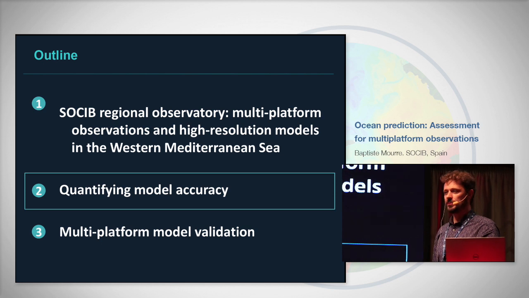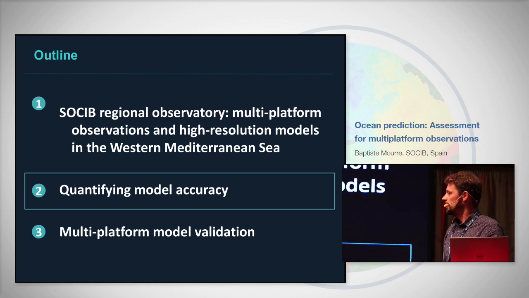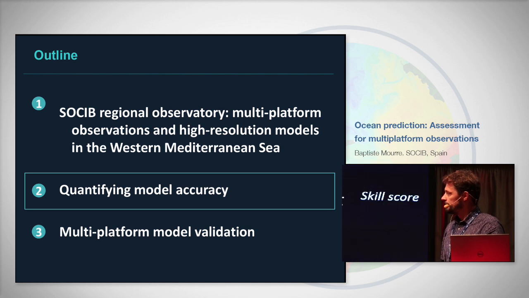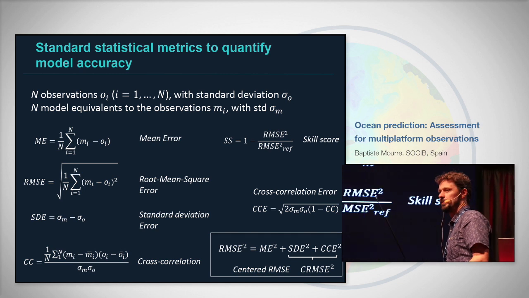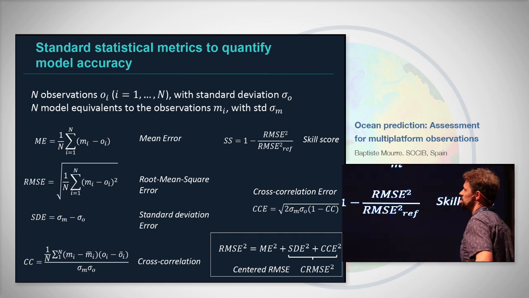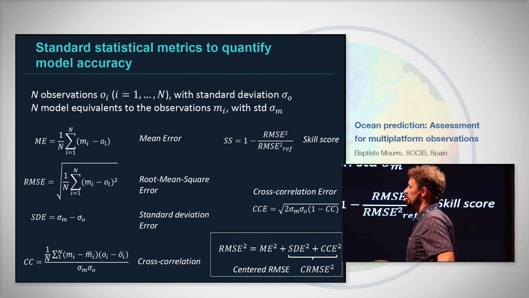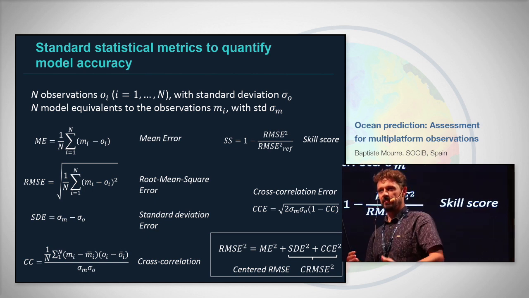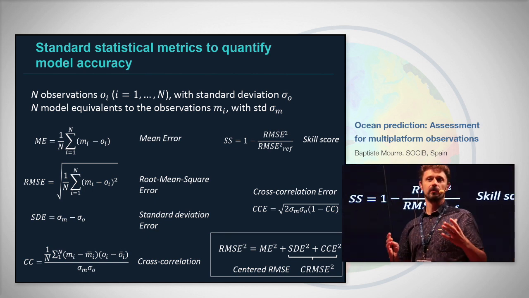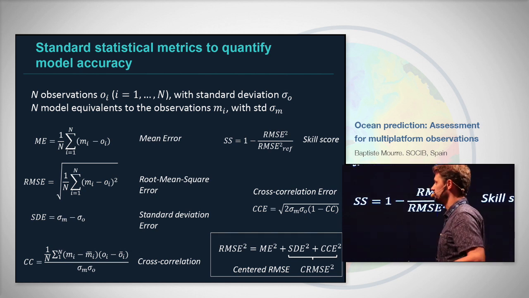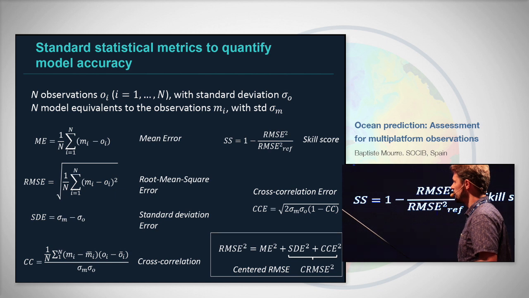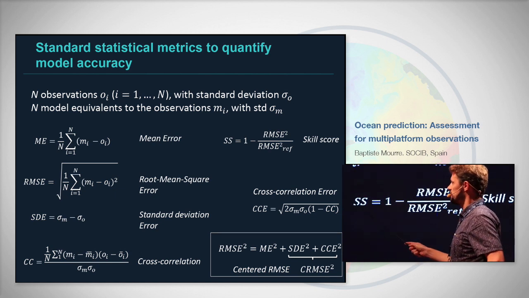Okay, so let's go back to the topic, which is the model assessment problem. At some point, you will need to quantify the accuracy when you compare models and observations, and this is generally done by computing, if you have, let's say, a vector of observations, a model equivalent to the observations, then comparing them, and then you can get some statistical measure of the error. So I just quickly summarize this here.